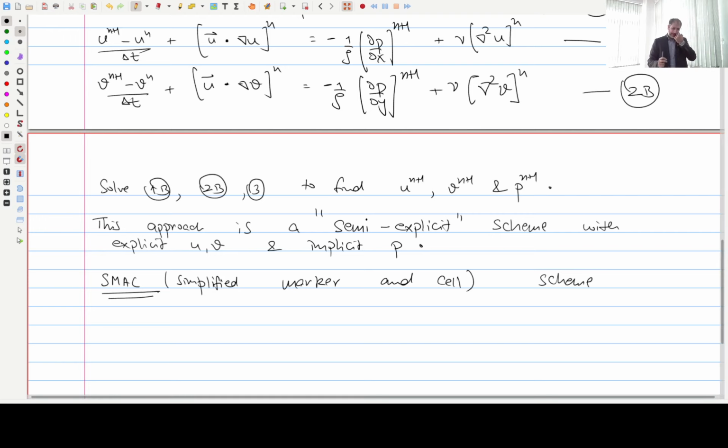So you'll see these words in commercial and open source codes. When you're trying to choose the right solver, it'll be either SMAC, simple, simpler, and so on. So these are just acronyms. Okay? So SMAC, simplified marker and cell scheme, or the algorithm, is the one that we are going to discuss now. This algorithm is used to solve the system 1b, 2b, and continuity, that is equation number 3.